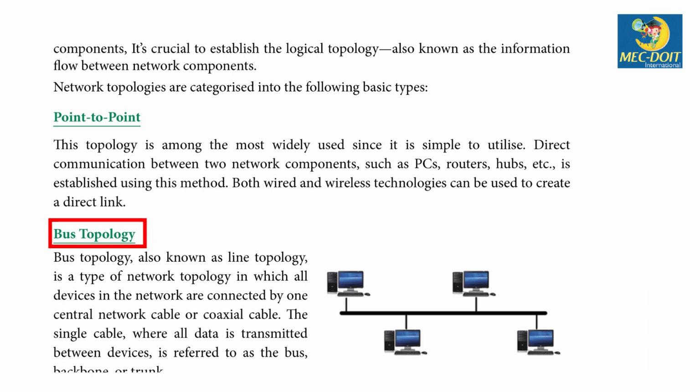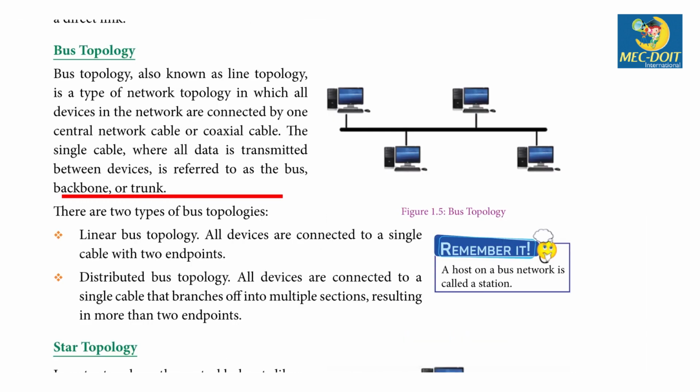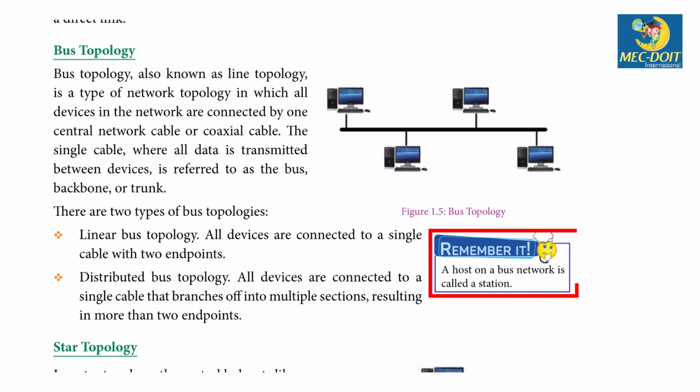Bus topology. Bus topology, also known as line topology, is a type of network topology in which all devices in the network are connected by one central network cable or coaxial cable. The single cable where all the data is transmitted between devices is referred to as the bus backbone or trunk. There are two types of bus topologies. Linear bus topology. All devices are connected to a single cable with two endpoints. Remember it, a host on a bus network is called a station.